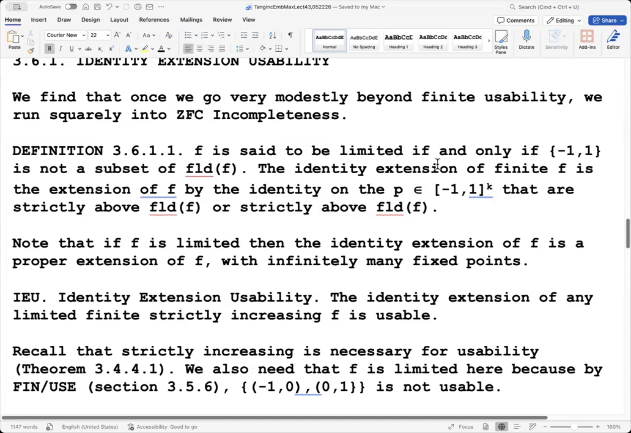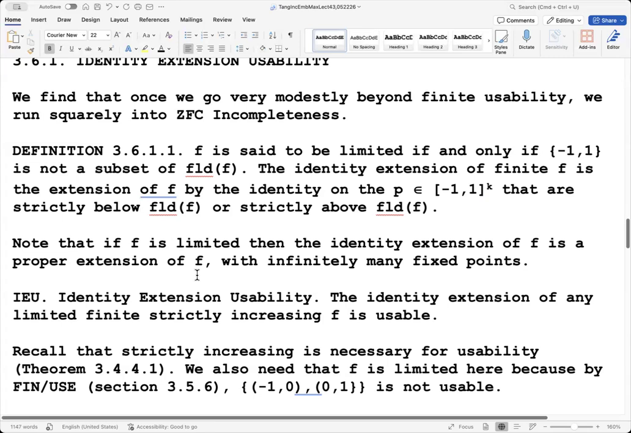The identity extension of a finite F is the extension of F by the identity on the rationals that are strictly below the field of F or strictly above the field of F. And of course, if the field of F is empty, it's just going to be the identity everywhere.